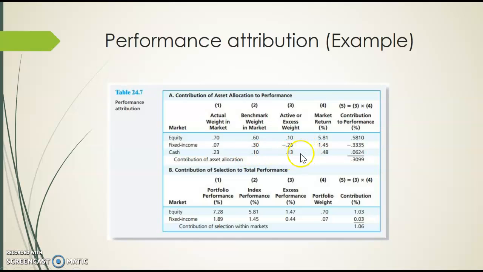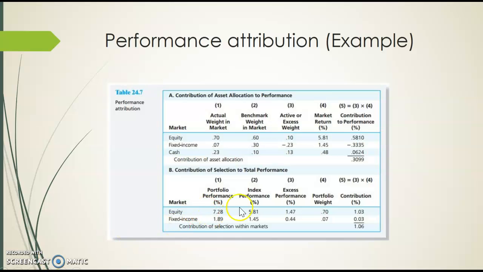I overweighted in cash by 13%. That returned 0.48%, so that contributed 0.0624% to my portfolio. All right, so I come up with a positive number here. So asset allocation actually benefited me. So I allocated appropriately relative to the benchmark. I outperformed my benchmark.